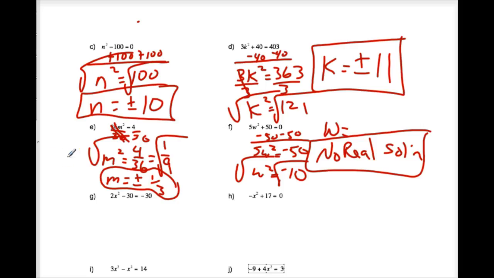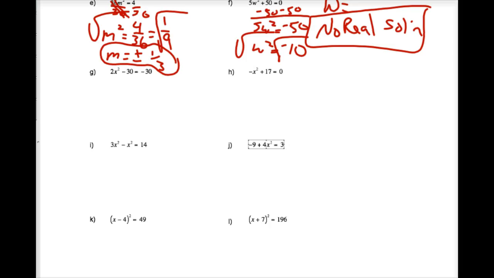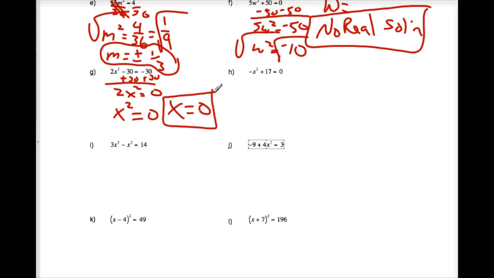It's a negative number. What's the square root of 0? 0. Is there a plus or minus 0? No, 0 is not positive nor negative, it's neutral. Okay? Plus 30. 2x squared equals 0. That means x squared equals 0. Do we have to put plus or minus? No, don't put plus or minus, because 0 is not positive nor negative.